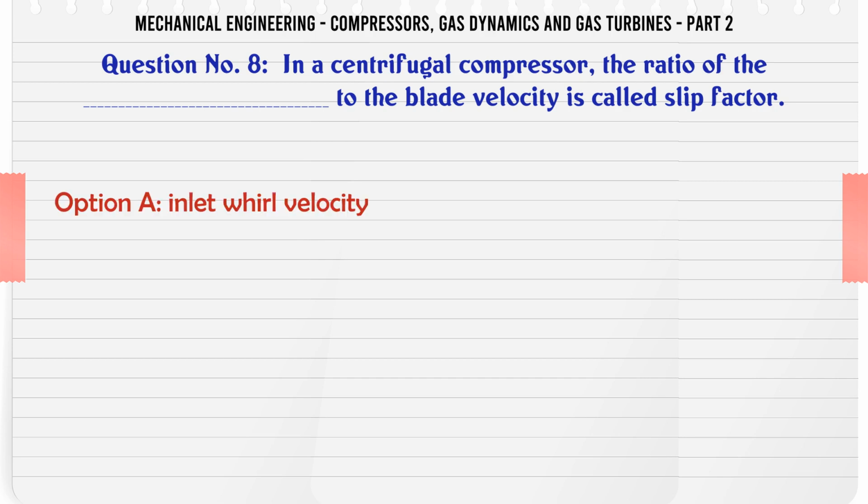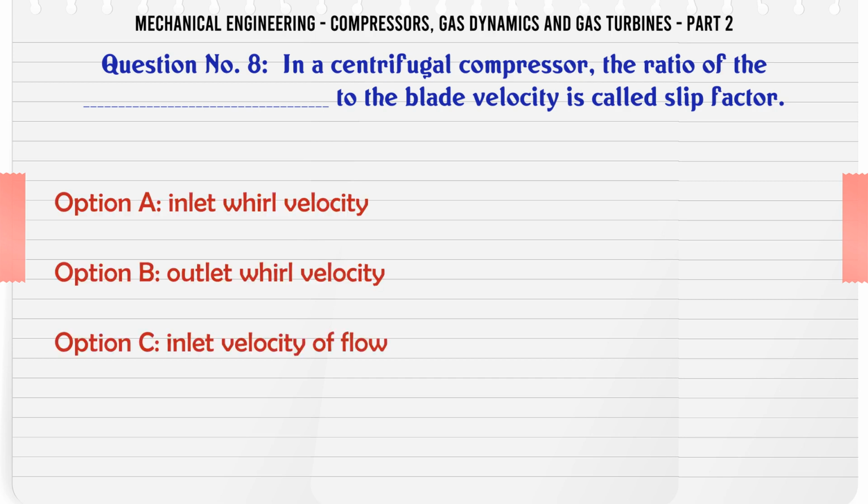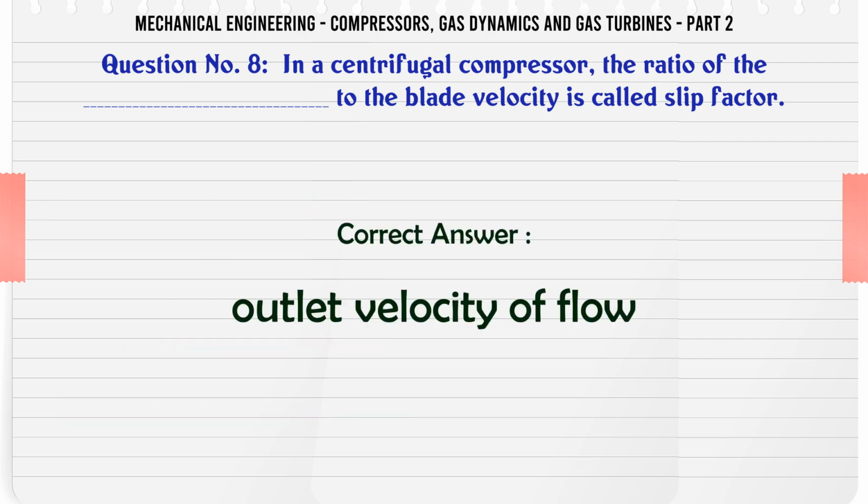In a centrifugal compressor, the ratio of the to the blade velocity is called slip factor. A, inlet whirl velocity. B, outlet whirl velocity. C, inlet velocity of flow. D, outlet velocity of flow. The correct answer is outlet velocity of flow.